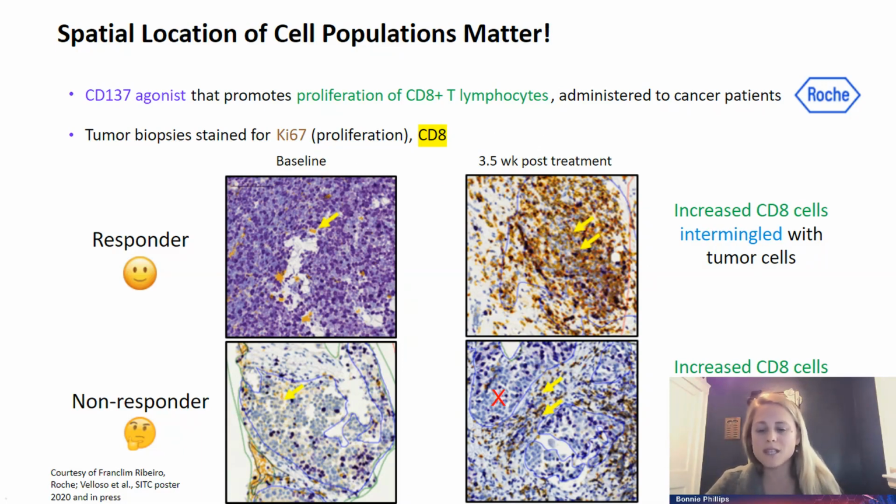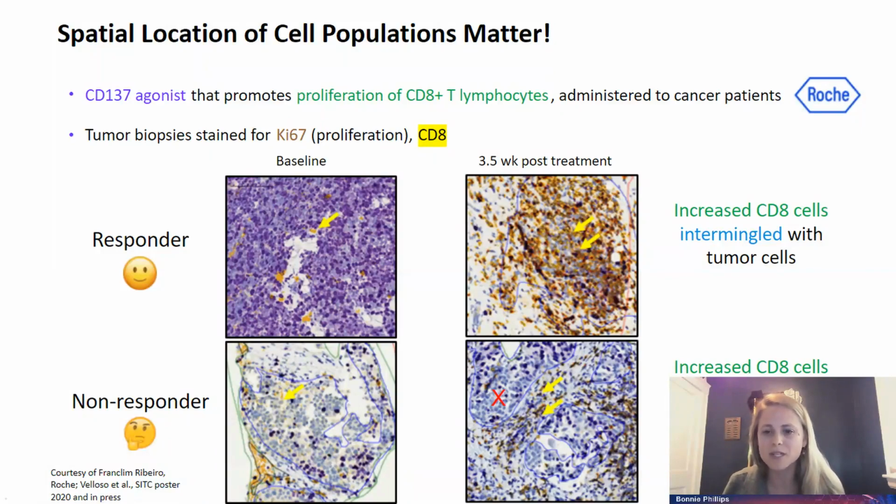Just to give one example of how important these spatial relationships can be, here I have some data generated by a group at Roche that was presented at SITC back in 2020. In this study, patients were treated with a novel drug that is a CD137, also known as 4-1BB agonist, while also targeting fibroblast activation protein, or FAP. FAP is highly expressed on cancer-associated fibroblasts in solid tumors. The combination of 4-1BB stimulation with FAP cross-linking is able to increase function and activation of effector cell populations within the tumor microenvironment.